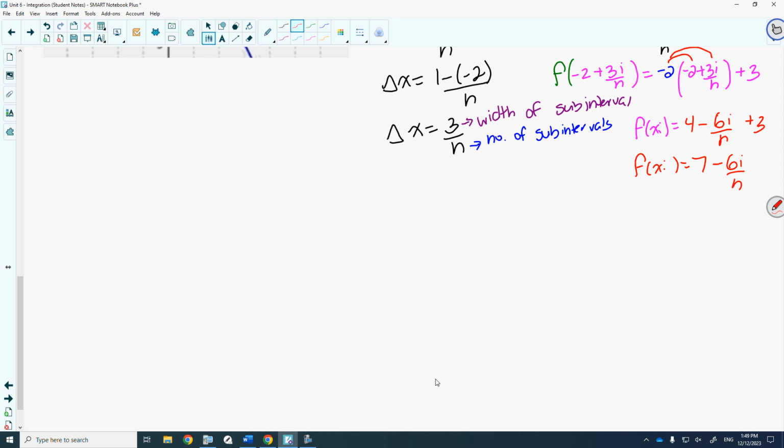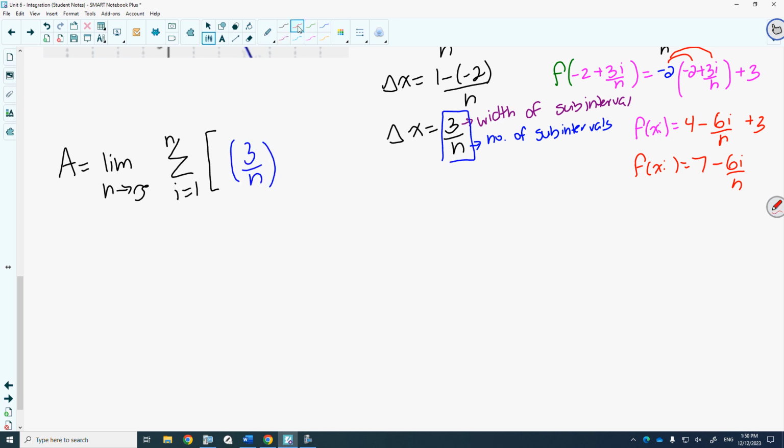Okay, so now we're going to input our width and our height into the limit definition. So the area is equal to the limit as n approaches infinity of the sum from 1 to n of delta x. Delta x is the width of my rectangle, which is 3 over n, times the height of the rectangle. And the height of the rectangle is f of x sub i.